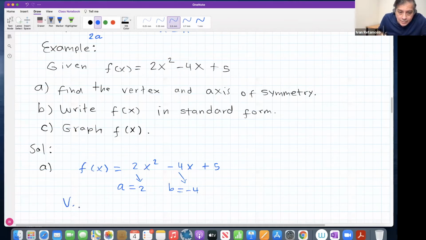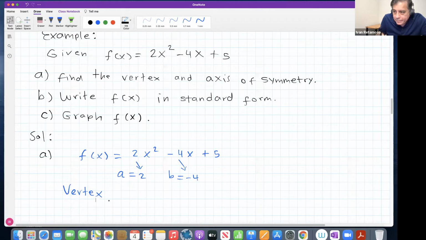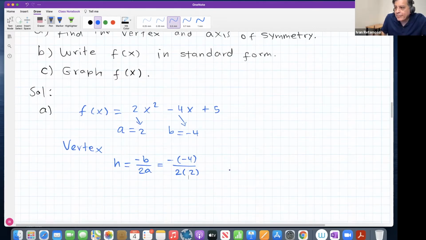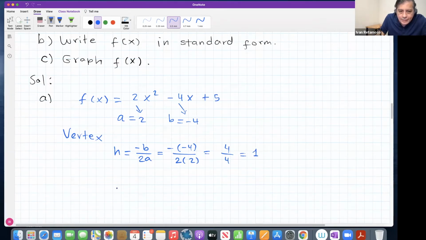So the vertex should be the following. It will have a first coordinate h given by this formula, minus b over twice a. But what is that? Minus 4. Remember, b is -4. Divide by twice a, twice 2, right? Very good. So doing the math here, minus 4... this is 4. 4 over 4 is just 1. Now I found h is equal to 1.